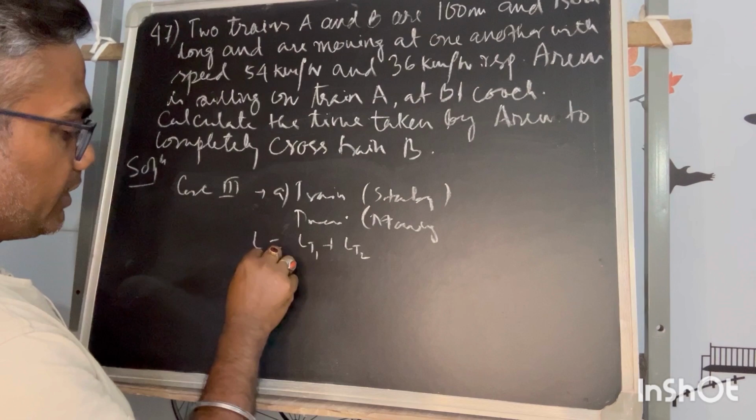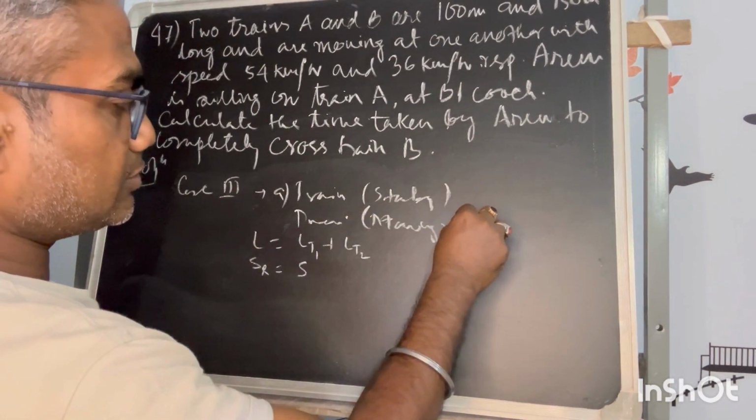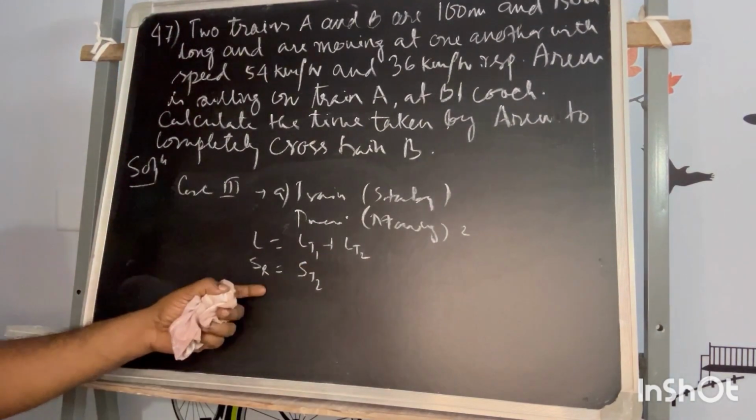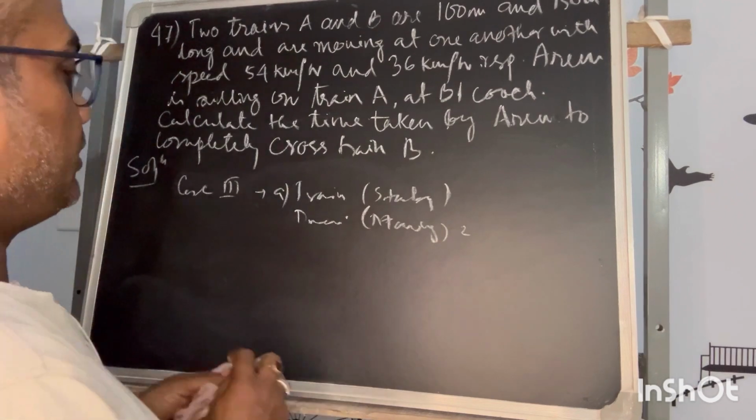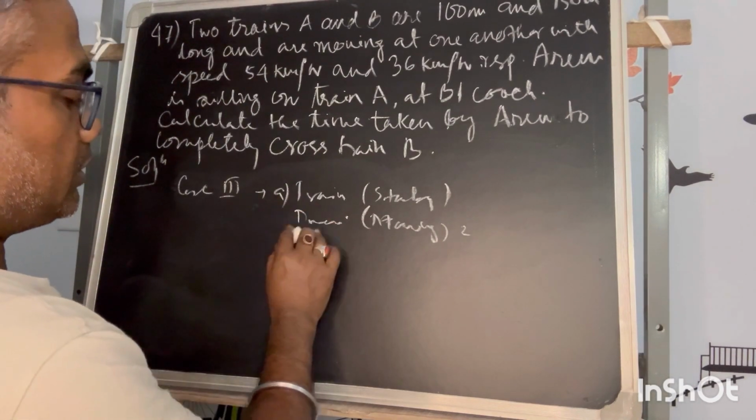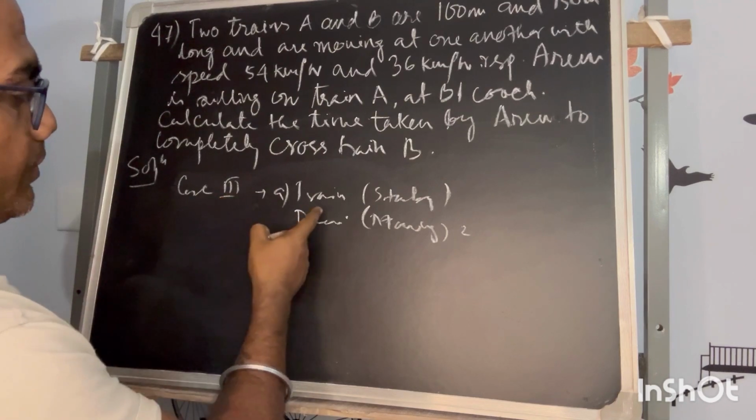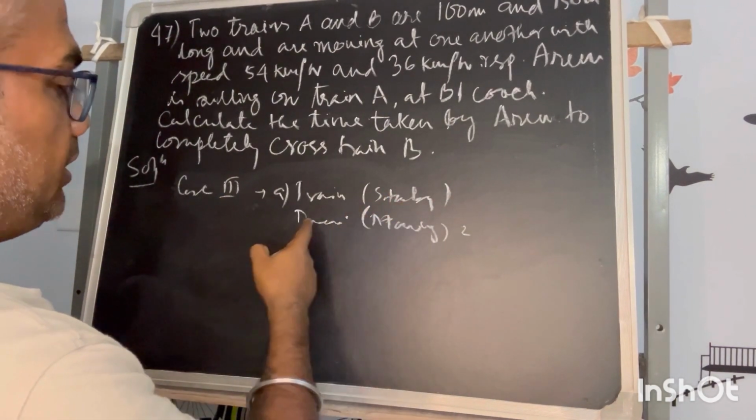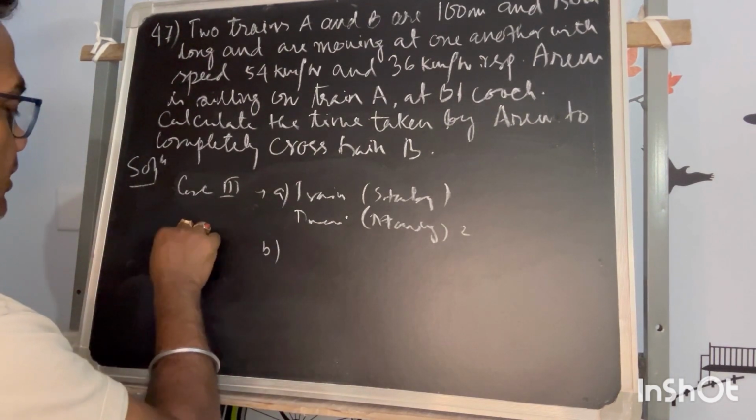Speed, relative speed, only the train which is moving. Let's say this is the second train, so only T2 is to be considered. This is part A. Part B, where this one is standing still, so in this case only one case is possible. A, train 2 is standing still. B, that case will be a different case.